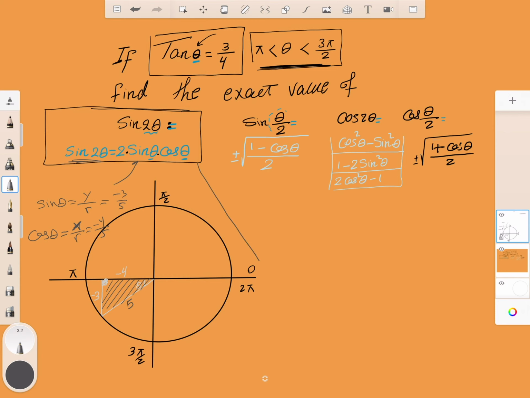So if you plug them back, sine of 2 theta will be 2 times -3/5 multiplied by -4/5, which will be 6 times 4, 24/25. Positive 24/25. The way I draw it is not to scale, but that's what we get algebraically.